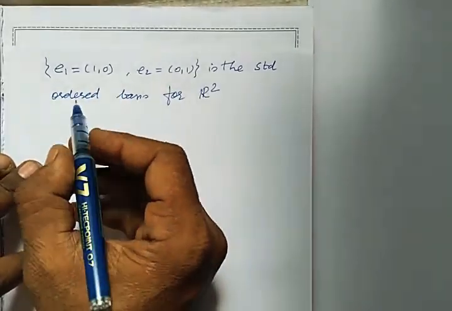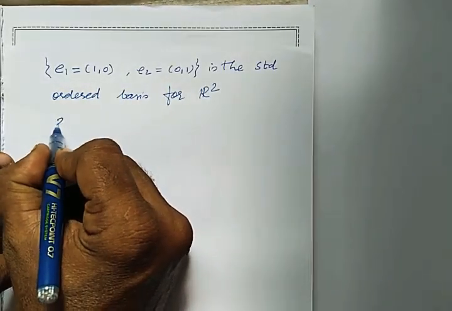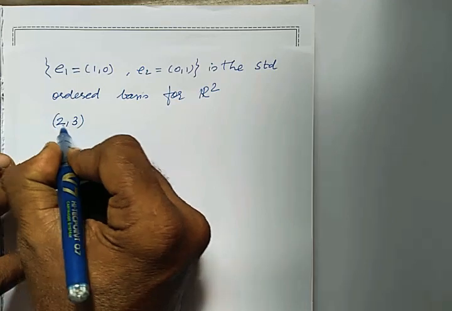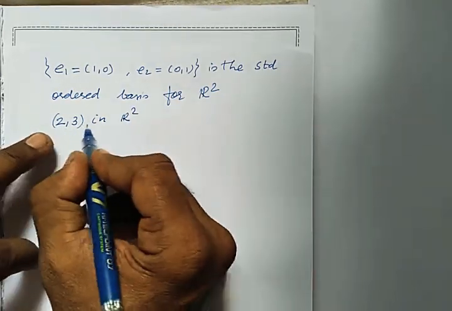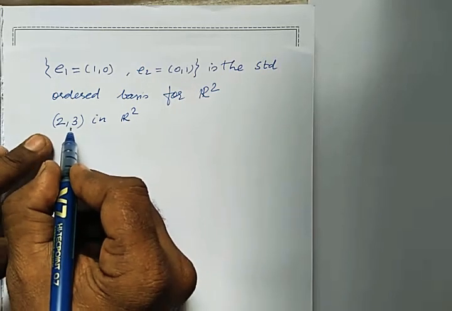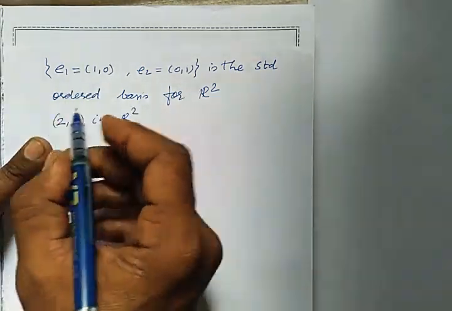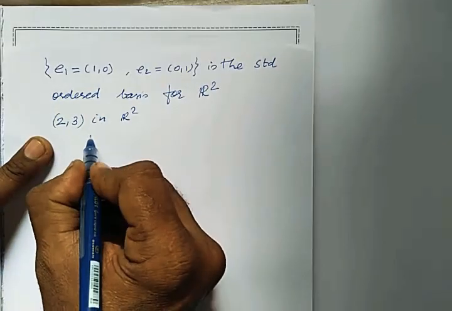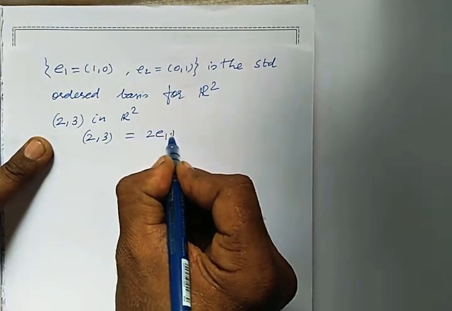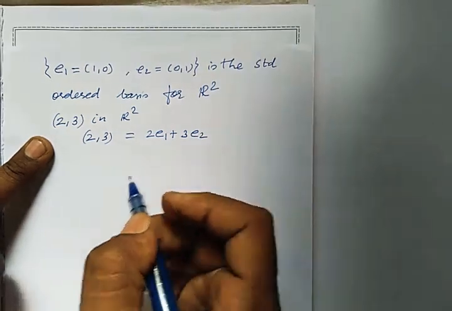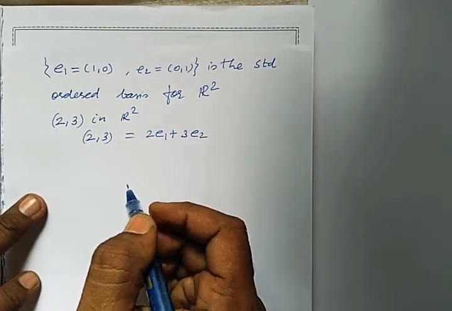So what is the advantage of this one? Suppose I take a vector (2, 3) in R2. Immediately we can write this as a linear combination of these two vectors. How? (2, 3) can be written as 2e1 plus 3e2. This is the linear combination.